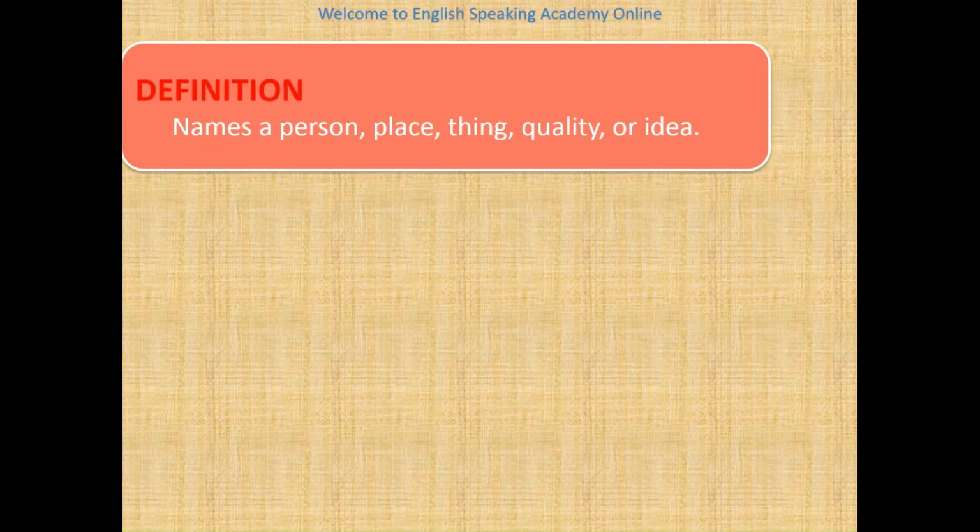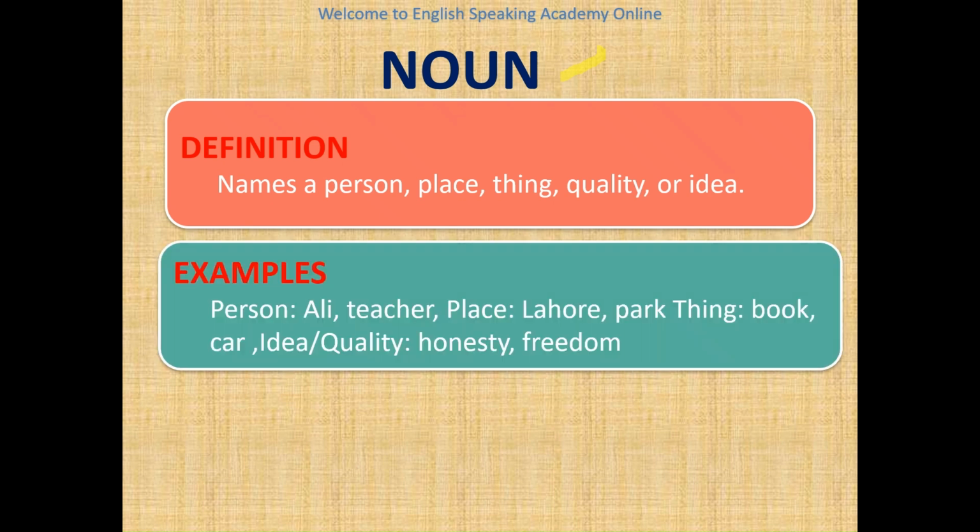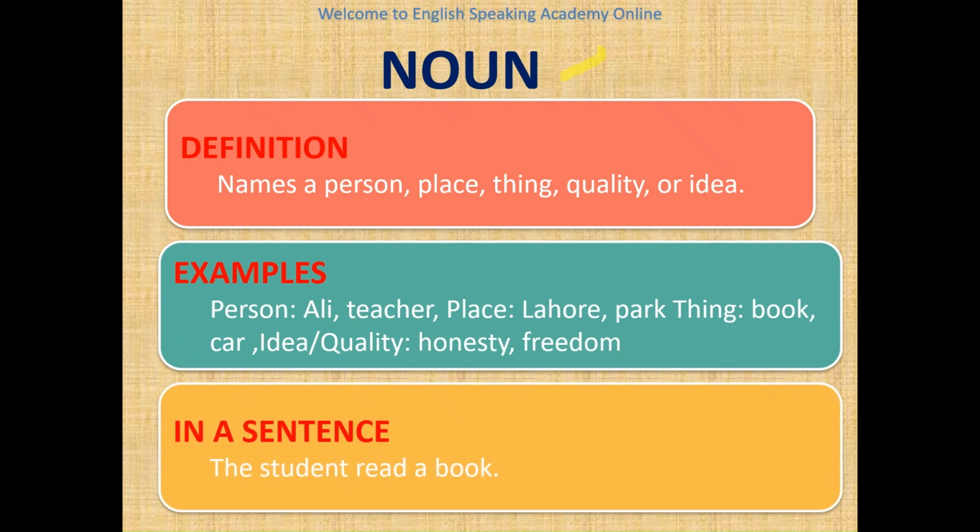In this video, we are going to learn the basic components of parts of speech. The first and foremost is noun. What is a noun? A noun is used to name a person, place, or thing, quality, or idea. A noun is basically used to name any person, place, thing, quality, or idea.